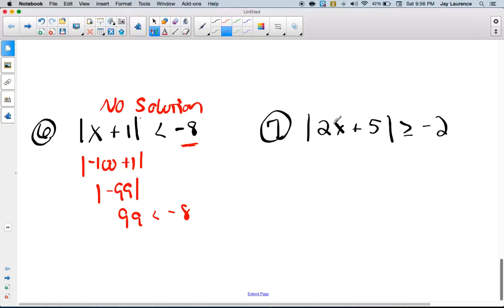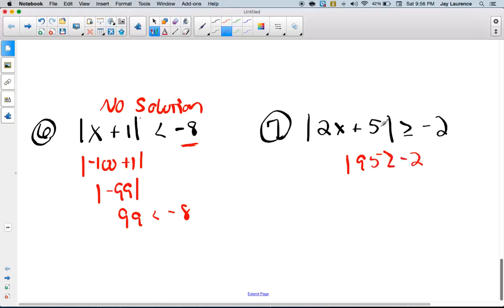All right, take a look at number 7. This time, the absolute value is greater than a negative number. Watch this. Let's put negative 100 in. 2 times negative 100 is negative 200. Plus 5 would be negative 195, right? Absolute value of negative 195 is 195. Is that greater than or equal to negative 2? You bet your boots.